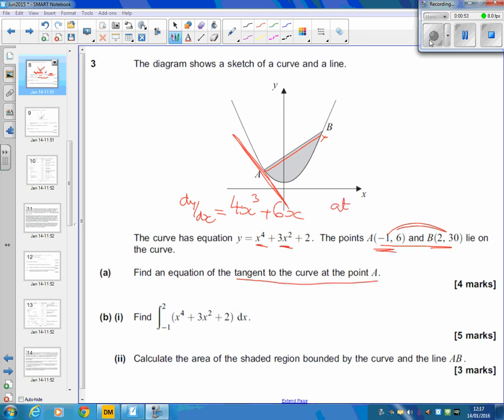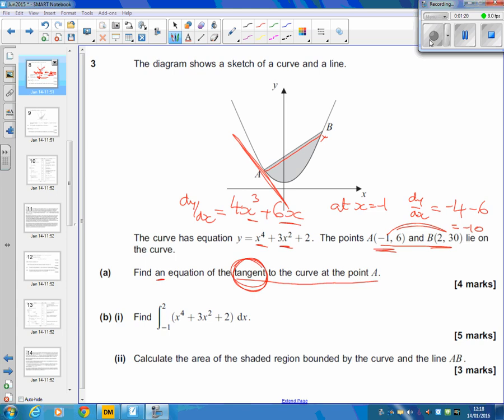So we keep going, at x equals minus 1, dy by dx equals, put a minus 1 in here, makes minus 4, put a minus 1 in here, makes minus 6. We have a gradient here of minus 10. And again, let's emphasize this word here, tangent. So we are using that gradient, we're not doing the normal here, we're not flipping it.